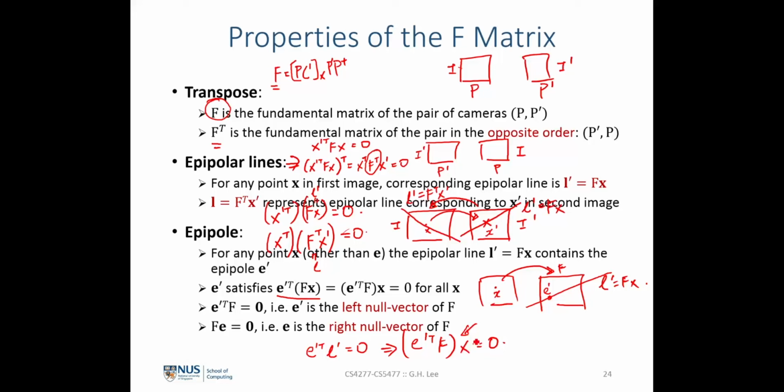So since this equation can be rewritten into E prime transpose of F multiplied by X, and we know that X here is never going to be 0, what this means is that the multiplication of E prime transpose and F must be equal to 0 in order for this relation to hold. Hence, we can rewrite this equation into a null space equation of E prime transpose F equals 0. What this means is that E prime is simply the left null space of F. And similarly, we can also derive this equation over here, which means that the epipole in the first image is simply the right null space of the fundamental matrix F.